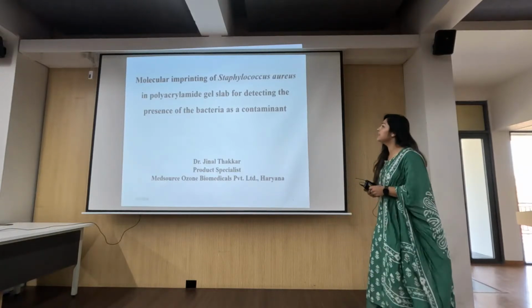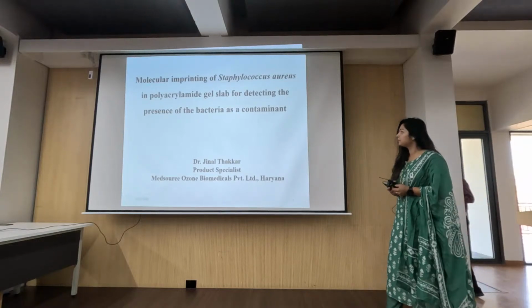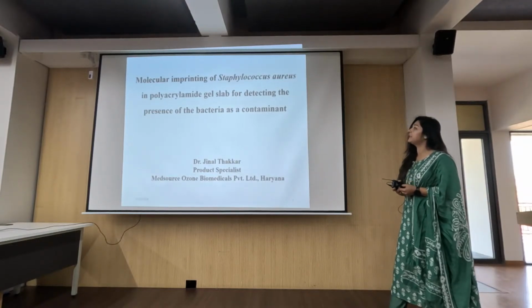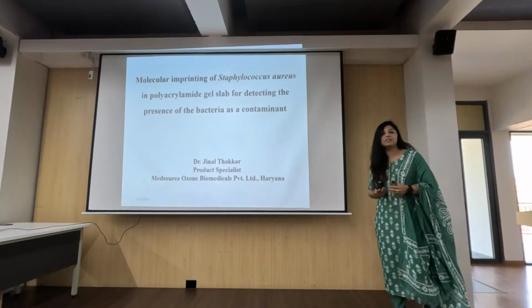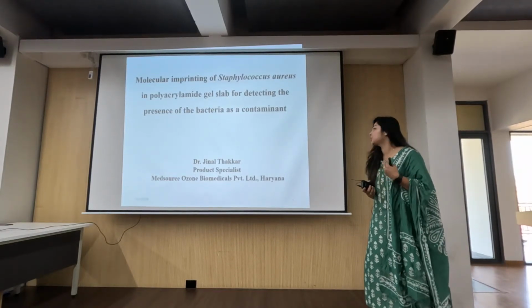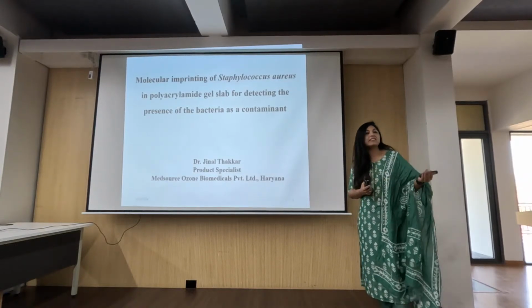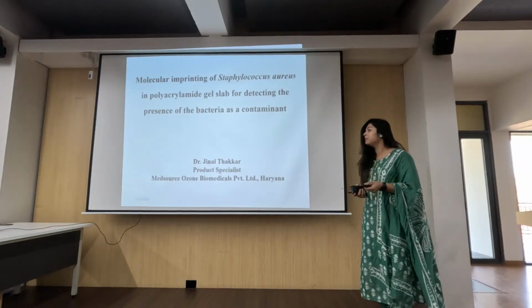So the topic is molecular imprinting of Staphylococcus aureus in polyacrylamide gel slab, for detecting the presence of the bacteria as a contaminant. As sir said, S. aureus is the most prevalent contaminant, and it is showing more and more prevalence as we are facing resistance to antibacterials, right?